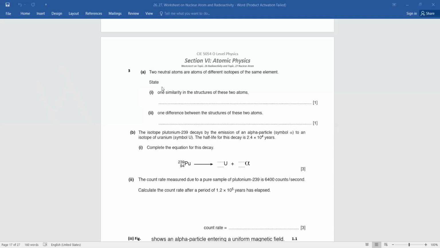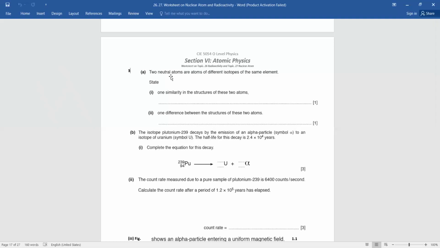Okay, electron number. So look, they are saying two information here. It is very simple to understand from the description. You see, two neutral atoms. This is one information given. The second information is given of different isotopes of the same element. If it is isotope of same element, that means your proton number should be same. Okay, and you have also electron number same if it is neutral atoms.